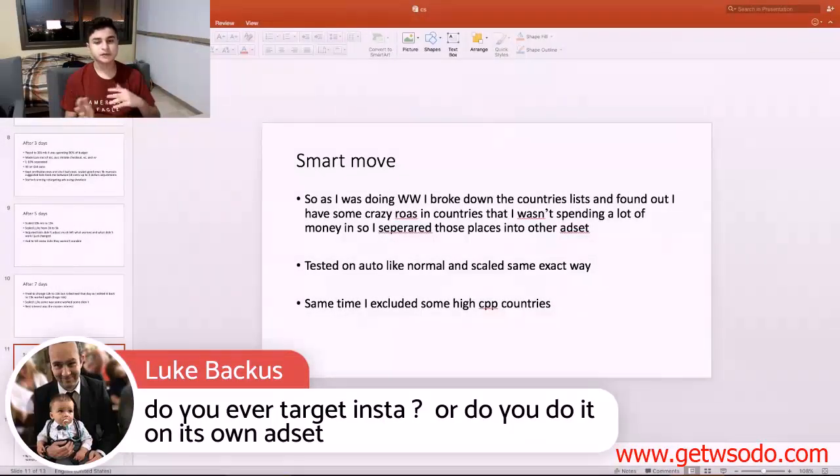$100, tested them. They worked. I edited them to manual bidding, and they worked that way. That was the smart move, I think, in this campaign, and it worked so good.